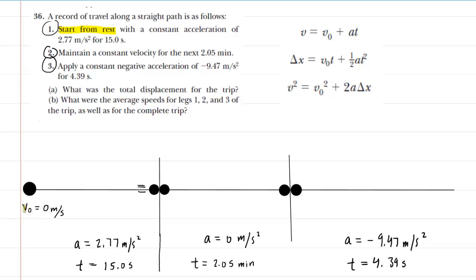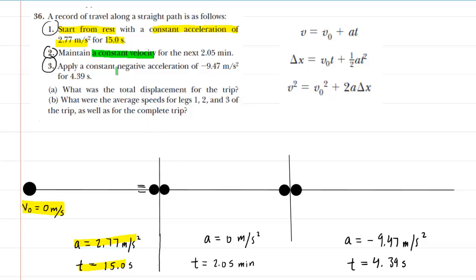Because it's starting from rest, we have noted that the initial velocity during that segment is 0 meters per second. The object has a constant acceleration of 2.77 meters per second squared, so we've labeled that as well, and it travels for 15 seconds.